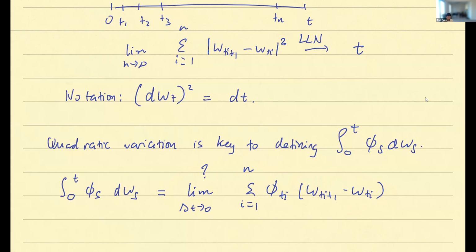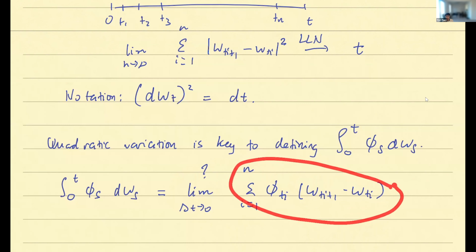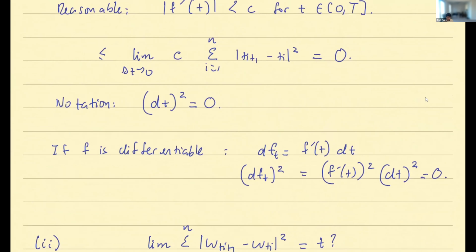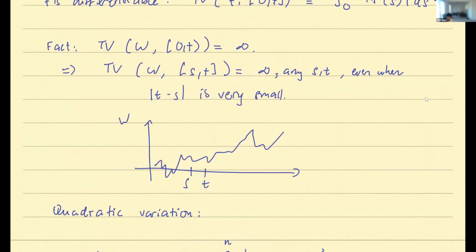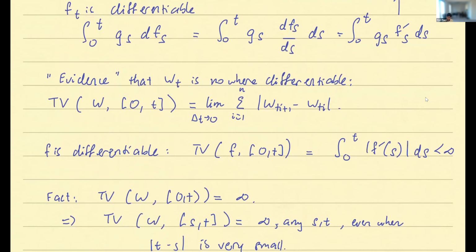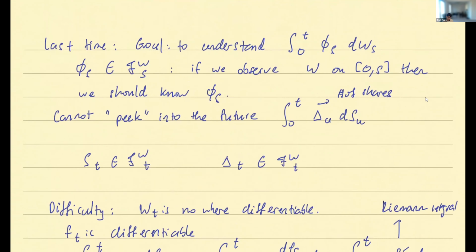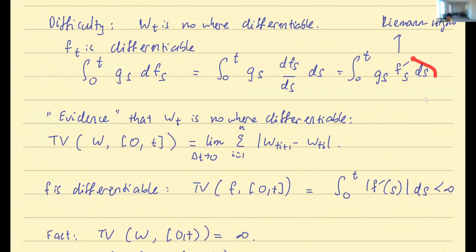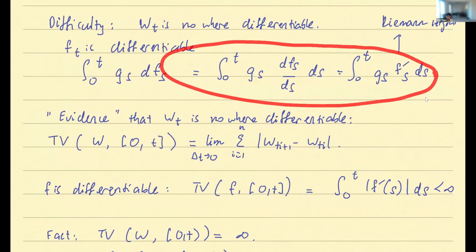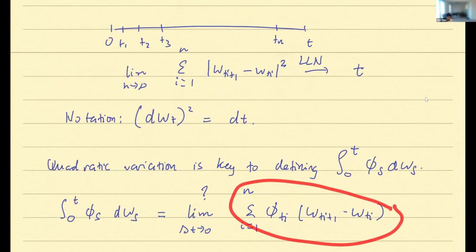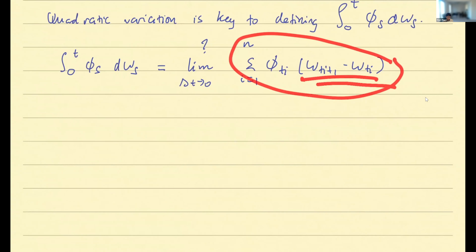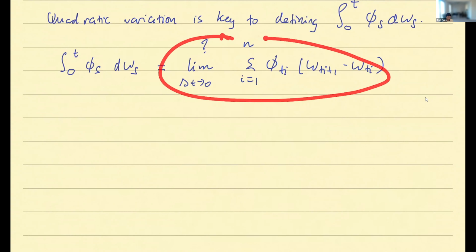Okay. It is not clear you can understand it in terms of the Riemann sum. Because like I said, if you want to understand it as a Riemann sum, then you must have differentiability like this. Because Brownian motion is not differentiable, it's not clear that you can understand it in terms of a Riemann sum.